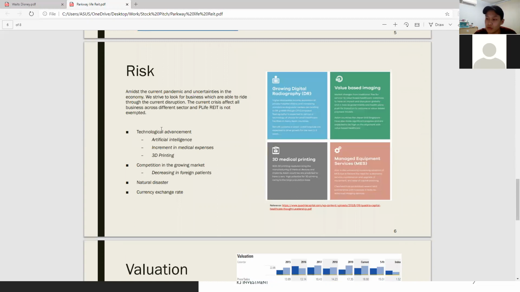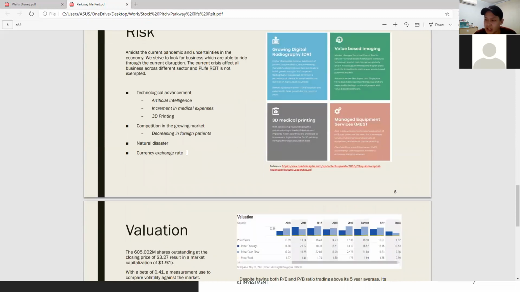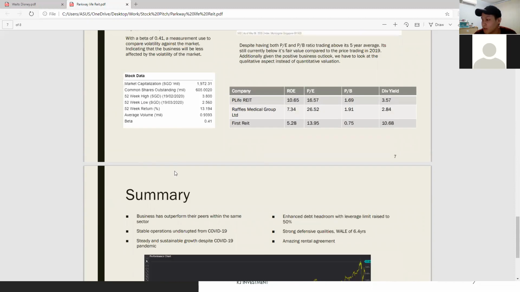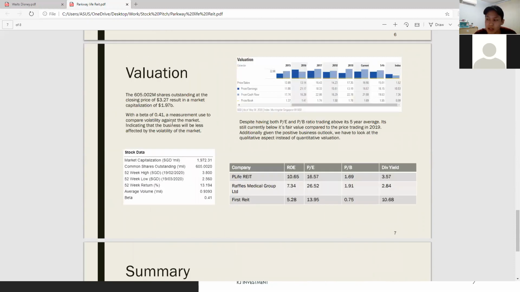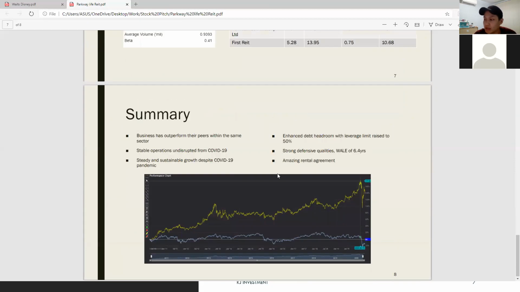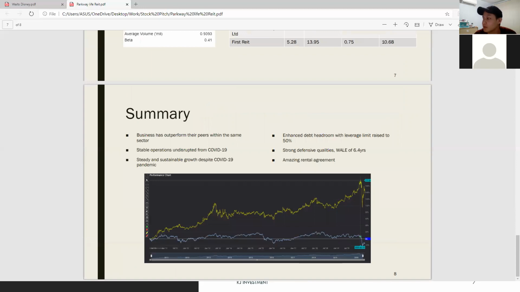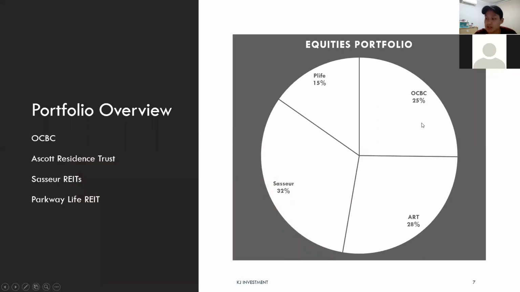Like for Parkway Life, like I mentioned, there's technological advancement through 3D printing and artificial intelligence coming in. Then obviously there is the currency exchange rate and the possibility of natural disasters in Japan, such as earthquakes. Then lastly, you want to evaluate the company on whether it is a good or wise investment that you want to put into, then probably a concluding summary. So this is one example of how you can do things.